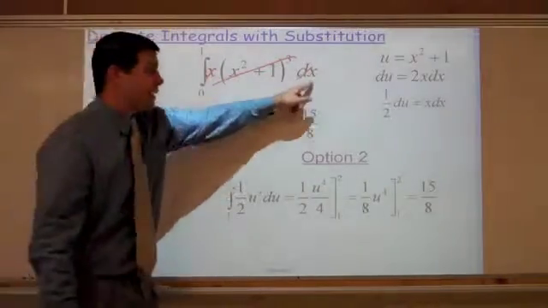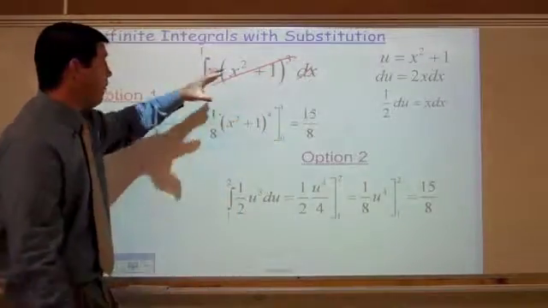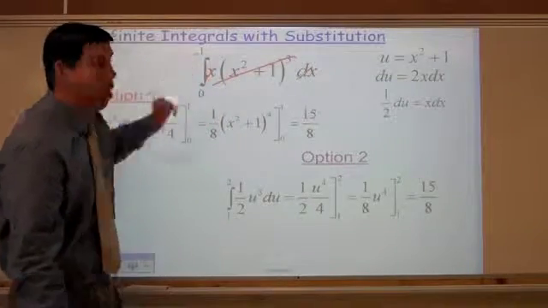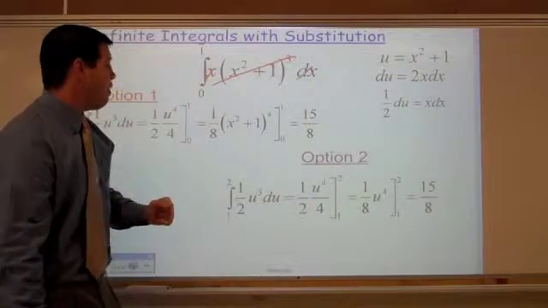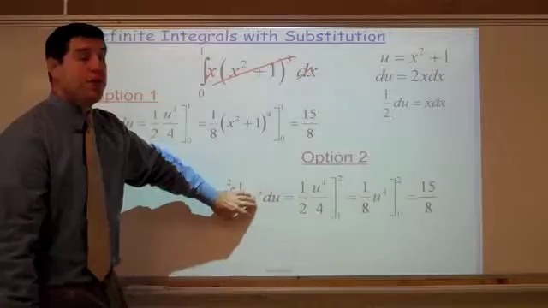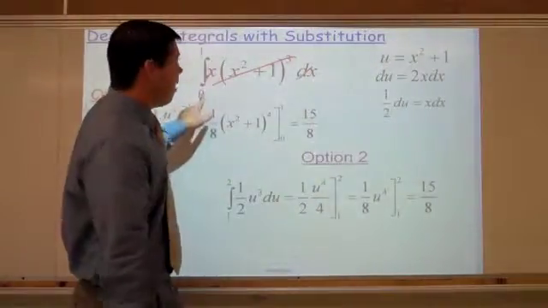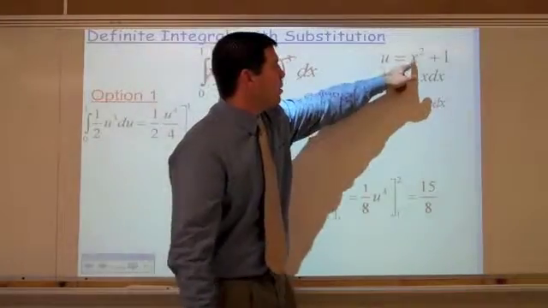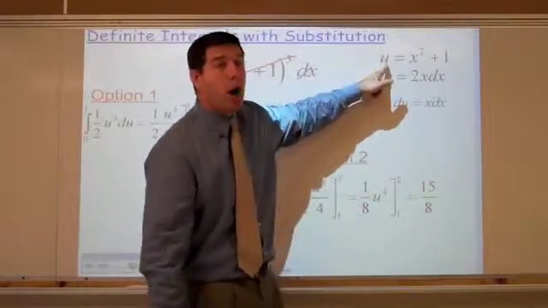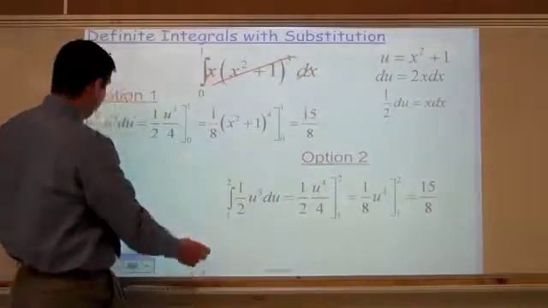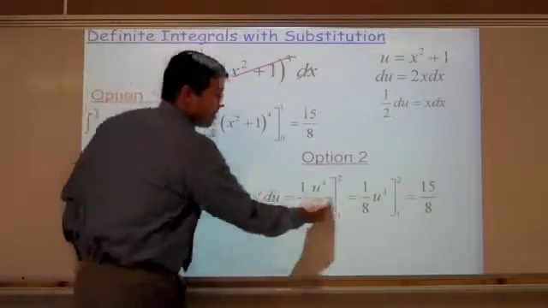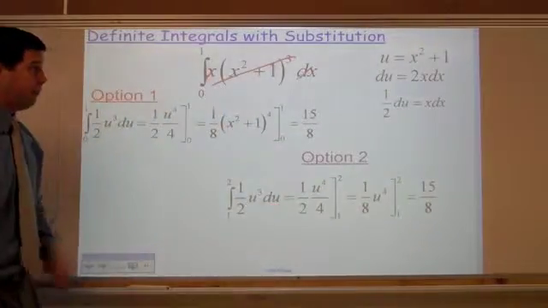In terms of x, the function was going between 0 and 1. If you turn this over into a function in terms of u, well, x was 0, so 0 squared plus 1, u would be 1. So my lower limit, instead of being 0, would be 1 if I want to stay in terms of u the whole way.